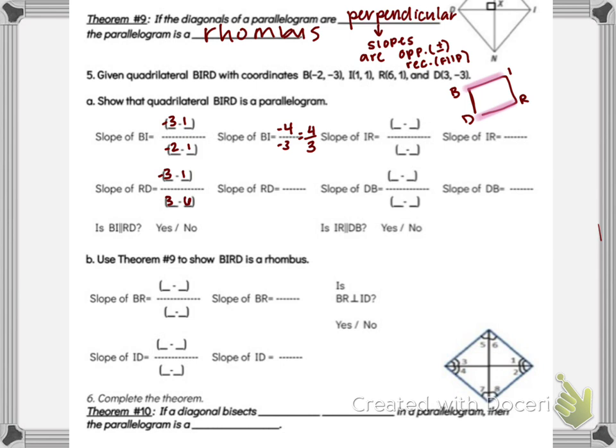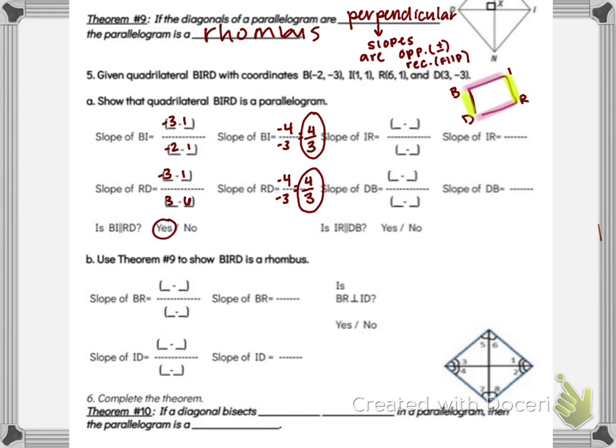-3 minus 1 is -4. 3 minus 6 is -3. So -4 divided by -3, negative over negative is positive, so 4/3. So if I compare those, they are the same, which means those opposite sides are parallel. Okay, go ahead and find the slope for these next two sides. We're going to find the slope for IR next.